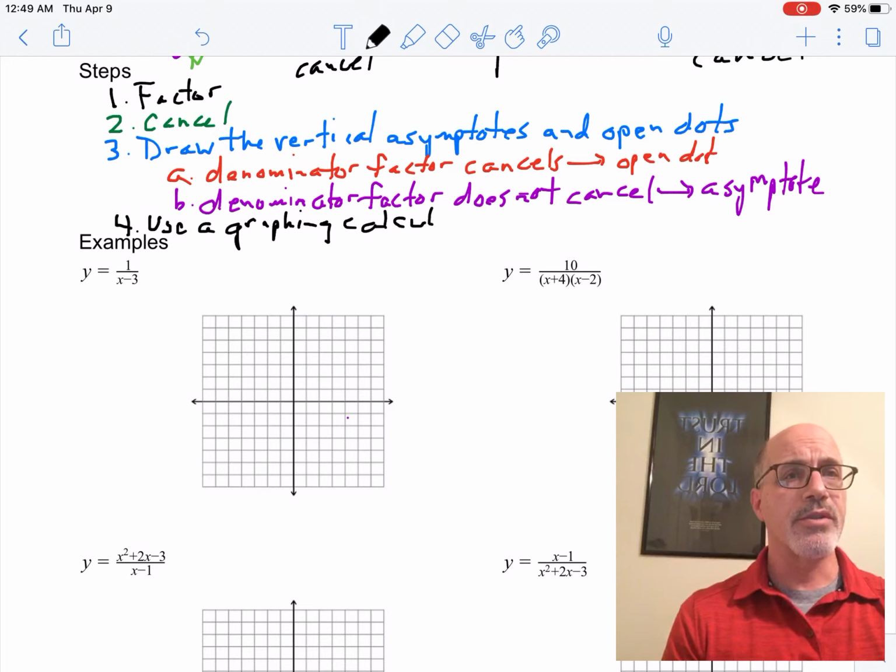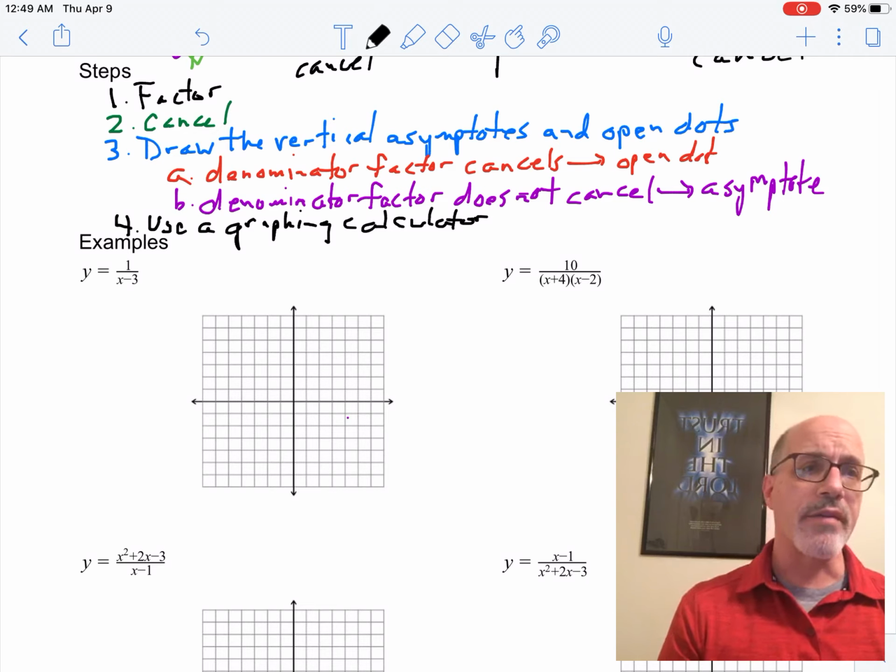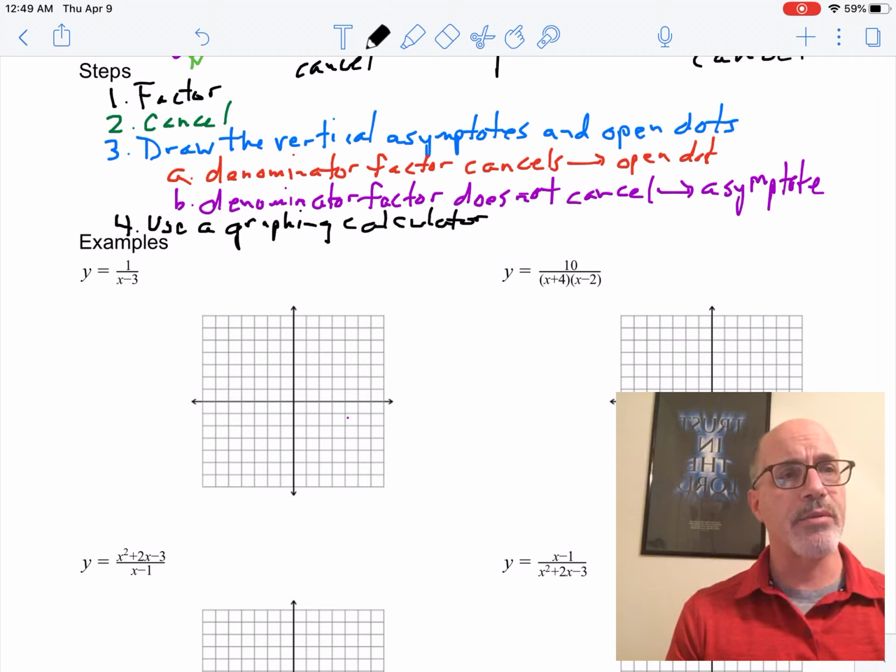So once you know where the open dots and the asymptotes are, use the graphing calculator to determine what the shape of the rest of the graph looks like. You can use your table and also the screen to help determine that.